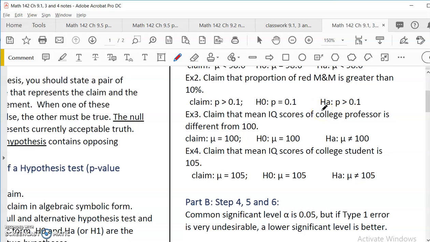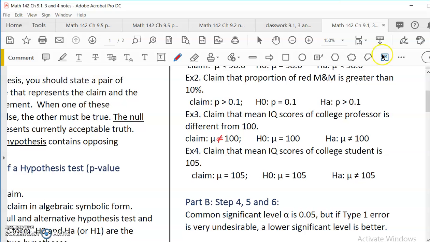The 3 and the 4 are a little different. Number 3 would be claiming that the IQ score of college professors is different from 100. So we want to check that it is not 100. So we write not equal. The claim is not equal, and the alternative would be not equal to 100, so the claim actually is here. But then the null hypothesis is always 100.